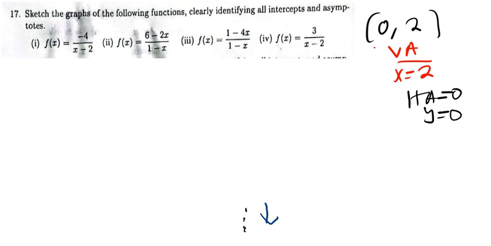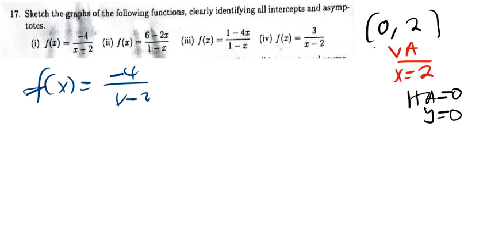So the horizontal asymptote, let's talk about the horizontal asymptote. There are only 3 scenarios about the horizontal asymptote. For example, the way this function is negative 4 over x minus 2. On top, I don't have any x. This function is bottom heavy. The degree of x on the denominator is higher than the degree of x on the numerator. Then we say the function is bottom heavy.